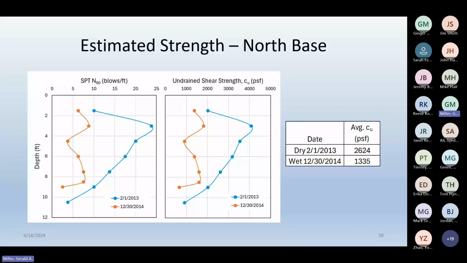And just looking at that, factor of safety is roughly proportional to undrained strength. It's almost a factor of 2 in terms of your factor of safety.